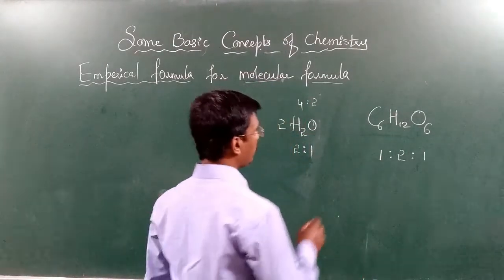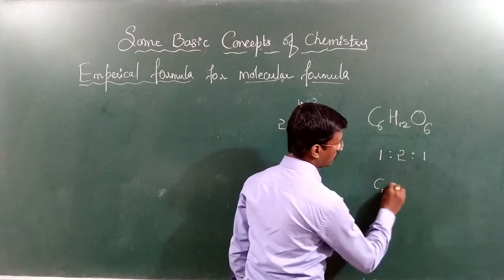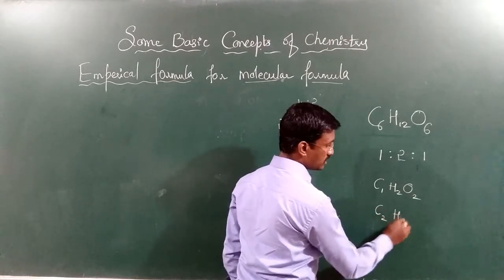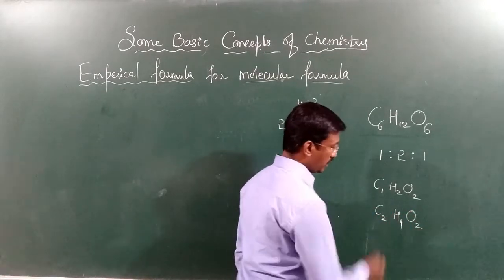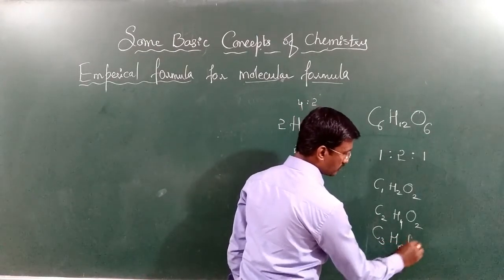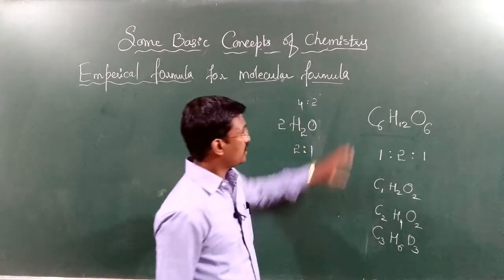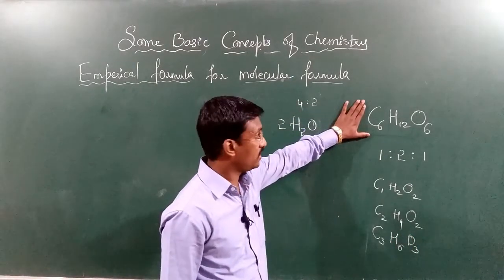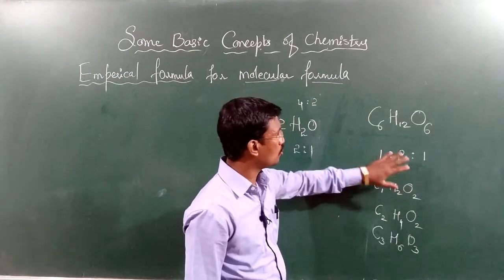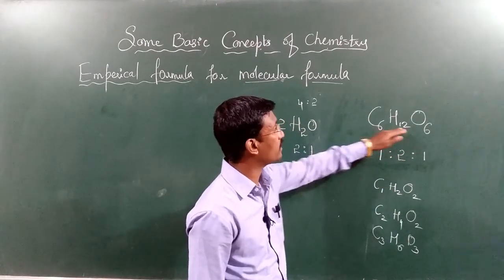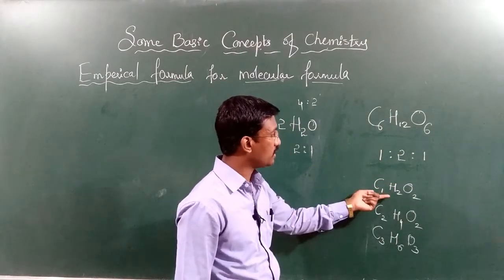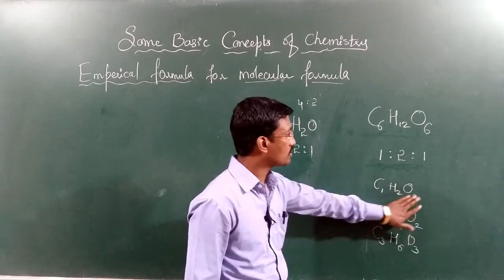It means that if carbon is 1, hydrogen is 2 and oxygen is 1, or if carbon is 2, hydrogen is 4 and oxygen is also 2. If carbon is 3, hydrogen is 3 twos, 6, and oxygen is again 3. Can you see here? This is the molecular formula we actually have, and its ratio is 1:2:1. No doubt this molecular formula has carbon, hydrogen, oxygen in the ratio 1:2:1. Similarly, the same ratio follows with carbon 1, hydrogen 2, oxygen 1.